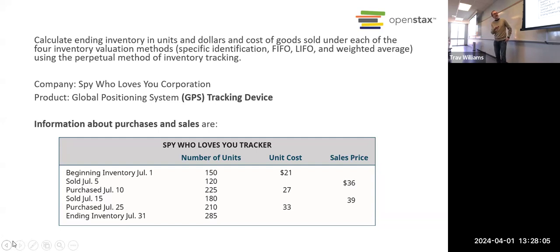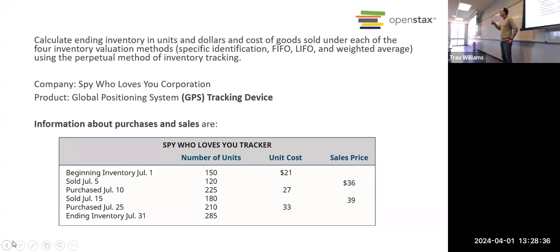But anyway, so this company sells some kind of GPS tracking device. We see they had some inventory at the beginning of the month, so that's whatever was left over from last month. They had 150 units of their GPS trackers, and those units cost the company $21 each. That was the cost. They make a sale on July 5th. They sell 120 units. Here's the sales price. That's what gets charged to the customer.